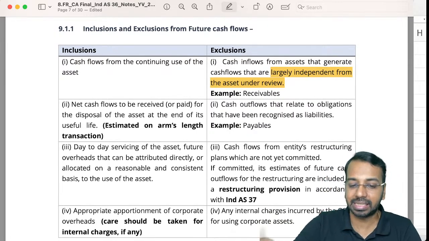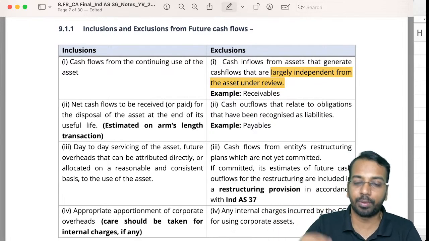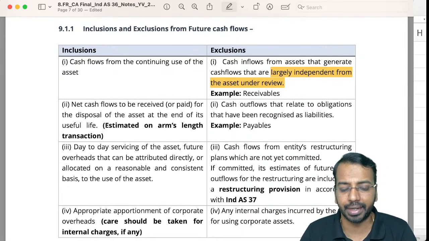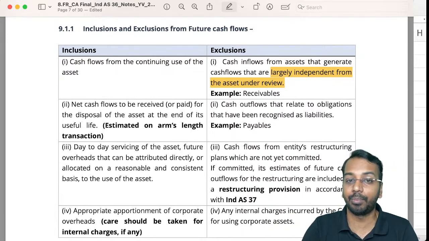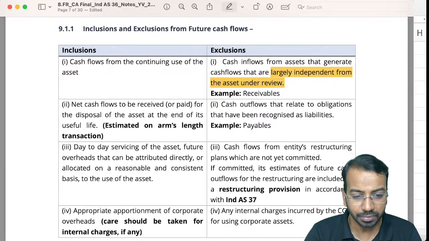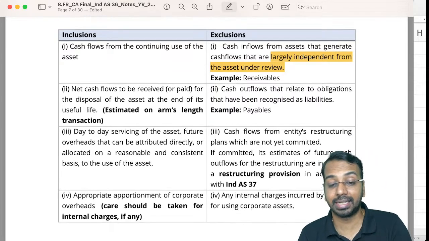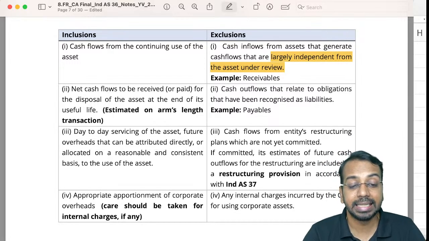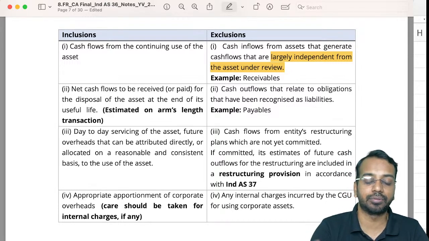Meaning existing receivables and payables should be excluded. Future receivables and payables that will come because of using that asset should be included. So cash flows by using the asset, inflow and outflow. Then net cash flows to be received for the disposal of the asset at the end of the useful life.